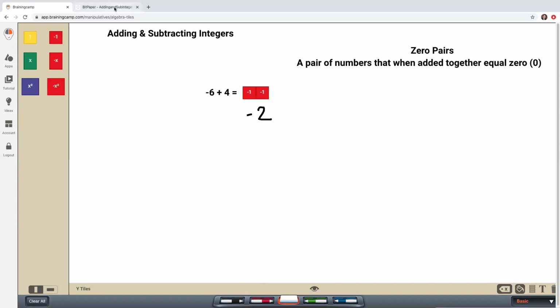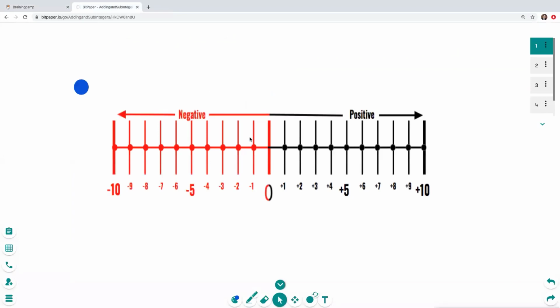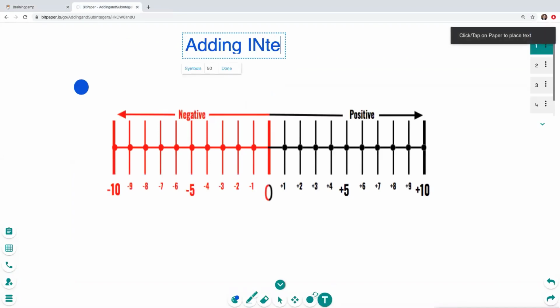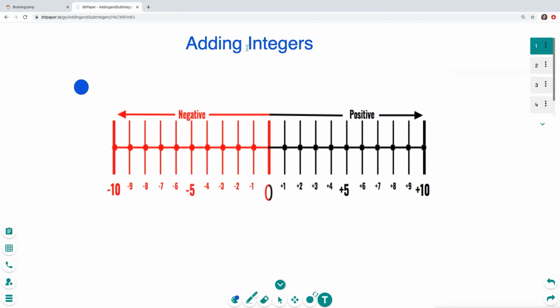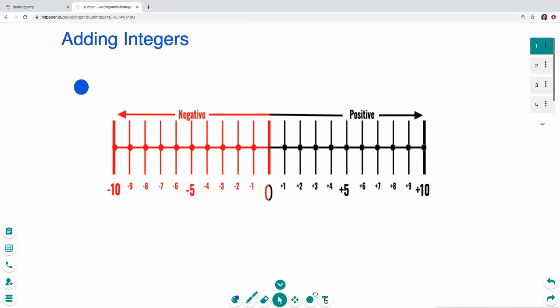I also want to demonstrate those exact same problems, but using a number line. So we're going to start off with adding integers. And our first problem that we solved earlier is 4 plus -3.